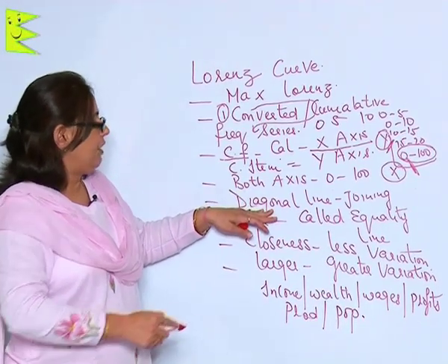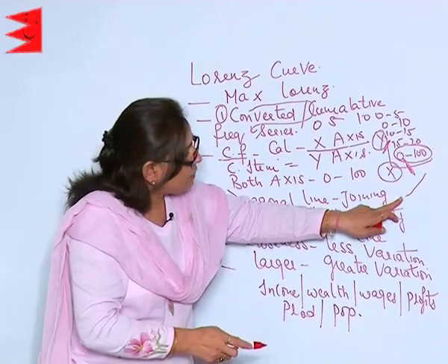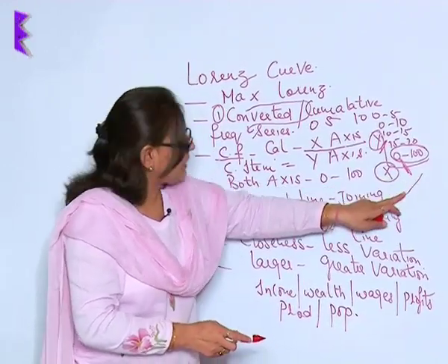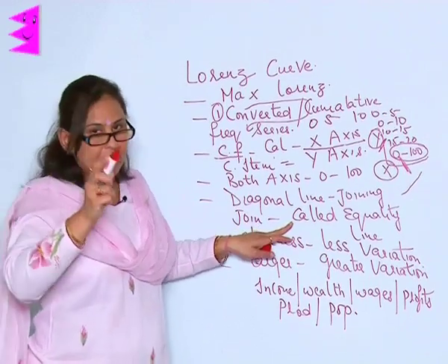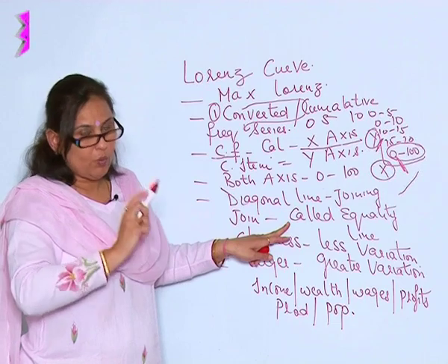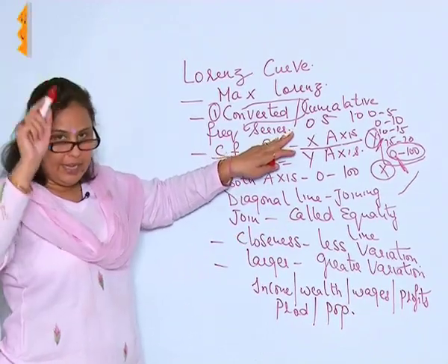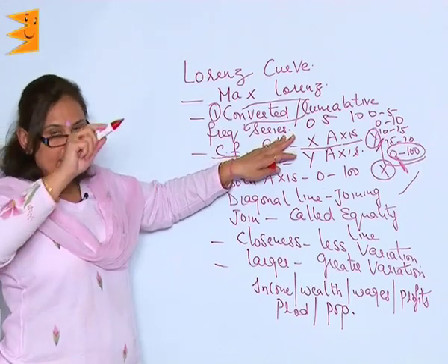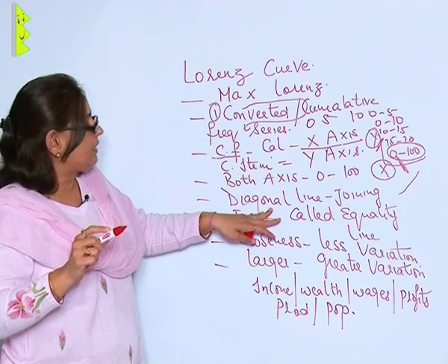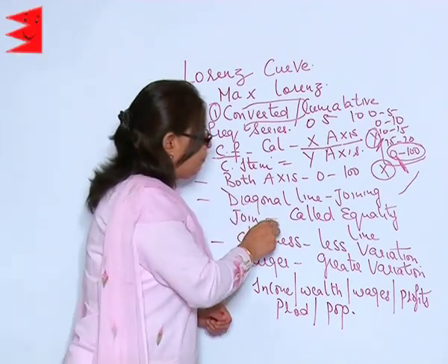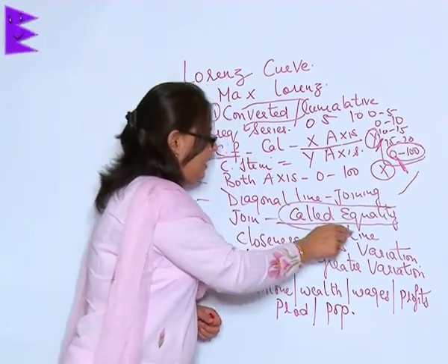And after that, we draw a diagonal line which joins from 0 to 100. This diagonal line which is joined is called the equality line. Thus, what have you done? First of all, you have plotted the series that we have on the x-axis and the y-axis, and thus the diagonal line joining 0 to 100 is called the equality line.